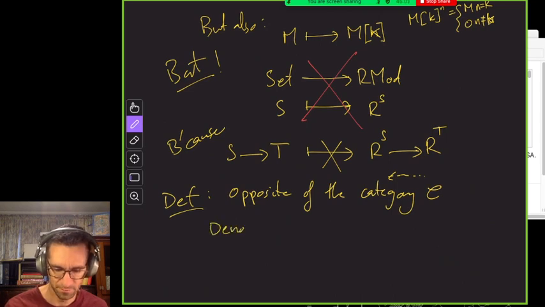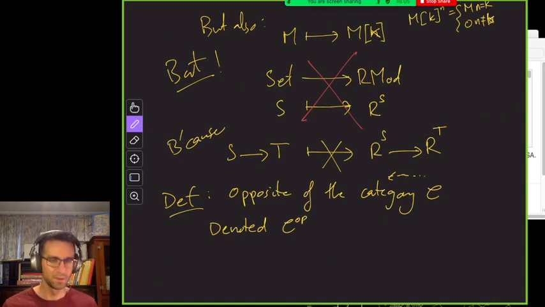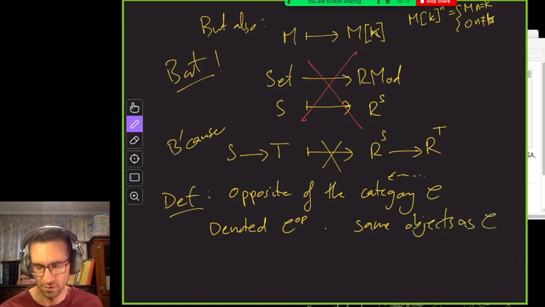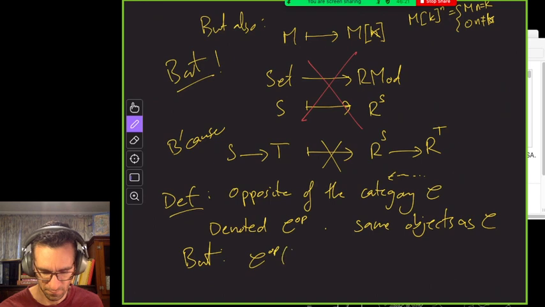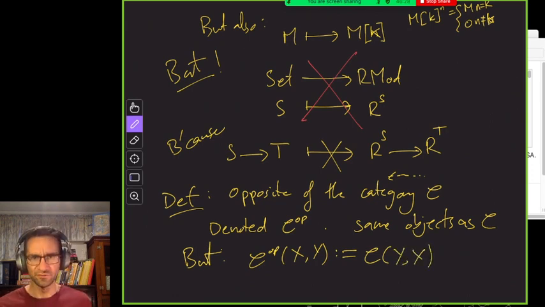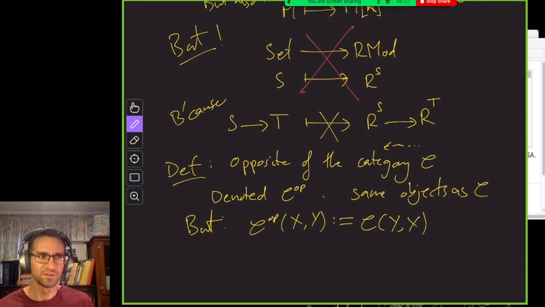It's denoted C op. It's the same objects as C, but we just define formally that the morphisms in C op from X to Y are precisely the morphisms in C from Y to X, which seems like a bizarre thing to do, but it really comes into its own when you see what happens if you have a functor from C op to something else.